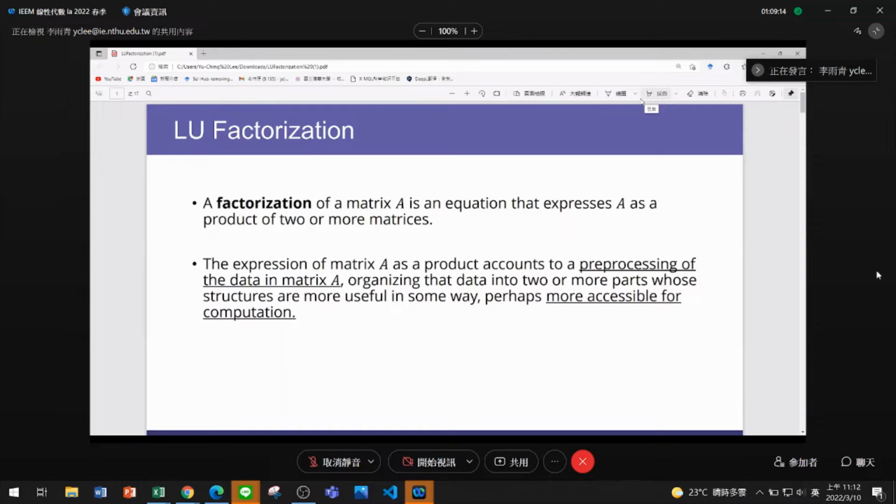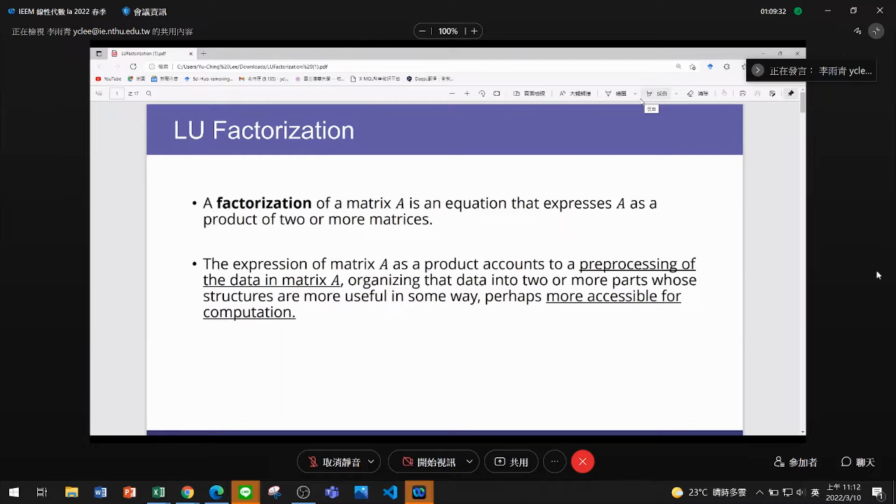And we are going to proceed to what we call factorization. So factorization is a process to express a matrix as a product of two or more matrices.